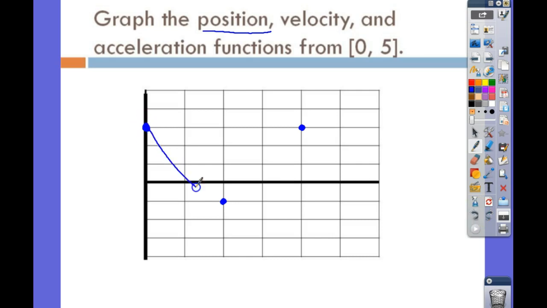Again, I know it's a quadratic. Here we go. So these are actually zeros, if I plotted perfectly. Because a quadratic is up 1, right 1, and up 4, right 2. I got it. Okay, go ahead and graph your velocity and acceleration.